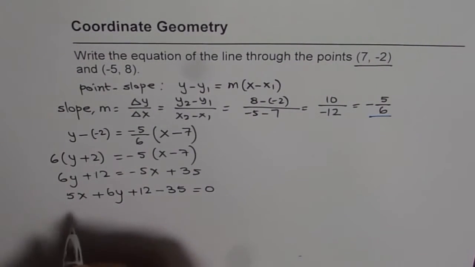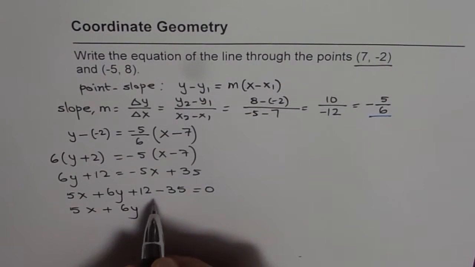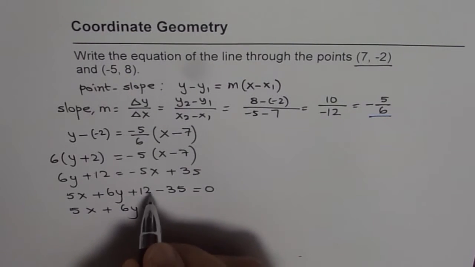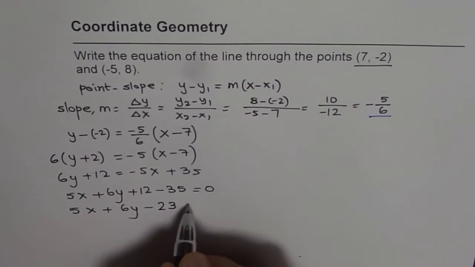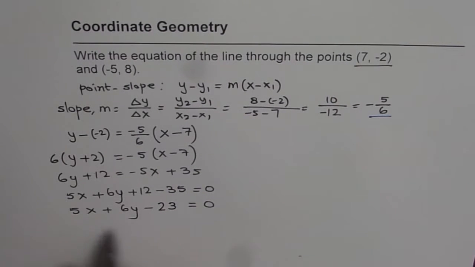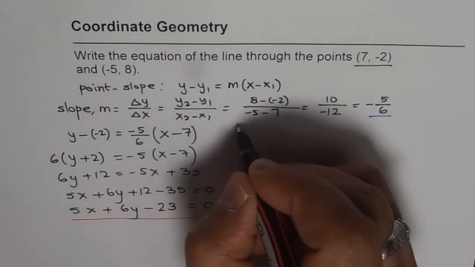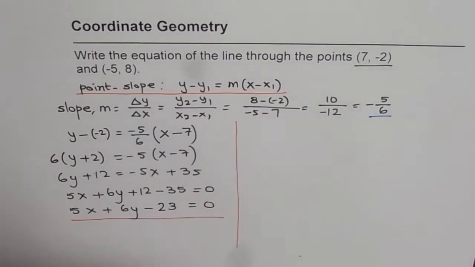We can combine these terms. We get 5x plus 6y, and minus 35 plus 12, which is minus 23, equals 0. So that is the equation in standard form, right? So we found the equation of the line in standard form utilizing the point and slope form of the equation, correct?